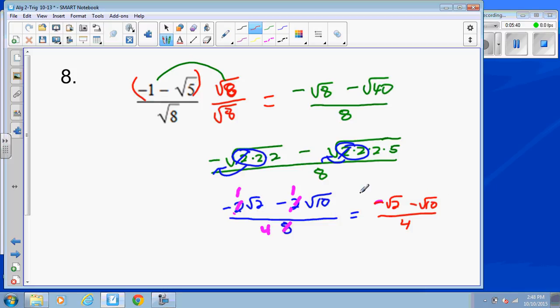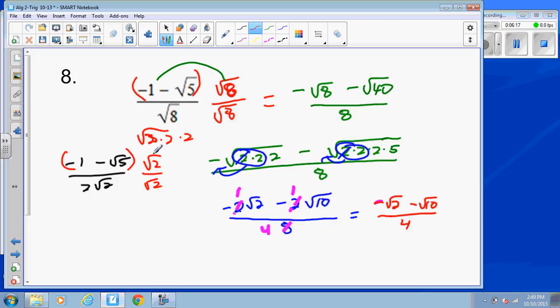The other way that I was talking about doing it would be to start, instead of going square root of 8 over square root of 8, I would simplify square root of 8 first. That's 2 times 2 times 2. So the whole equation would become negative 1 minus square root of 5 over 2 square root of 2. And now this 2 is fine on the bottom, the square root of 2 is not. So I would rationalize the denominator by saying square root of 2 over square root of 2. And that goes like that.